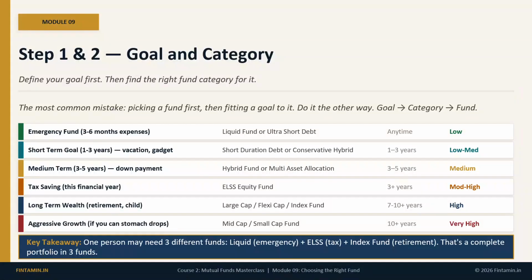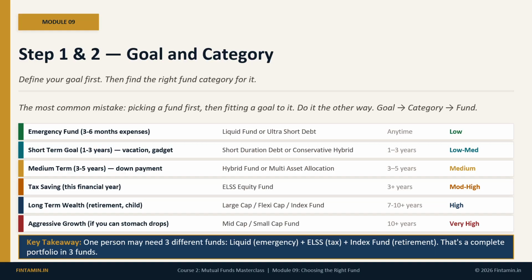Step 1 and 2 are goal and category. The most common mistake investors make: they pick a fund first and then try to fit a goal to it. Do it the other way round. Step 1. Define your goal and time horizon. Emergency fund, liquid fund, etc. 1 to 3 years goal, short duration debt. 3 to 5 year goal, hybrid fund.